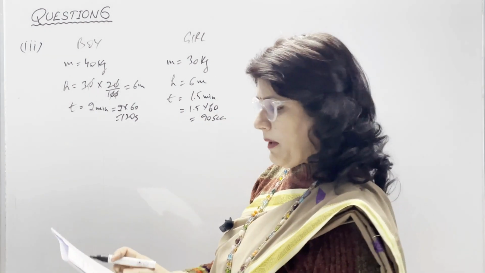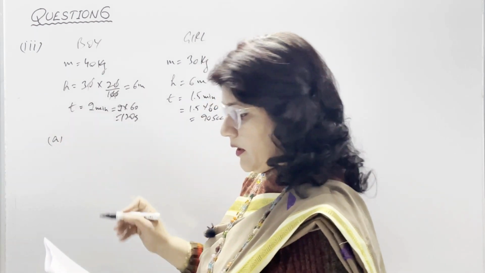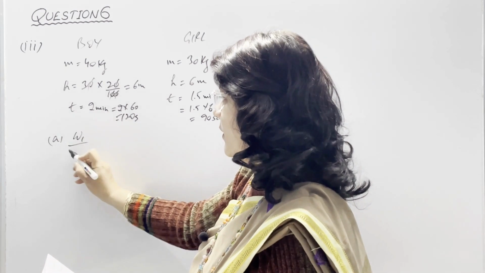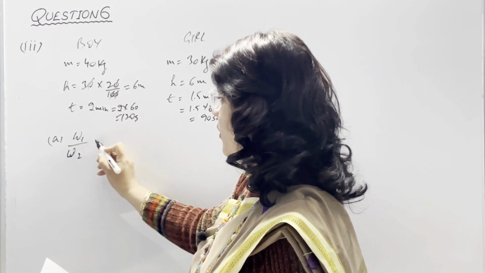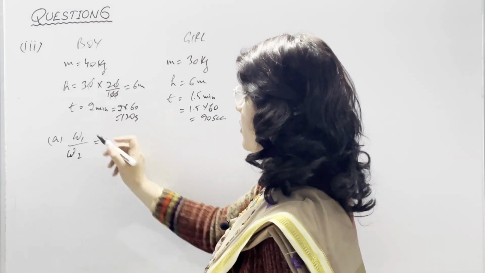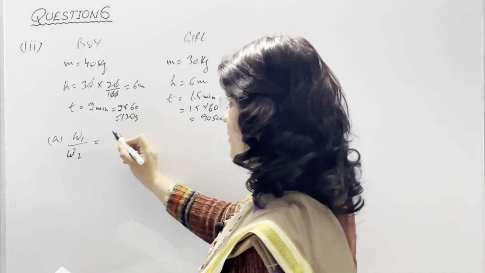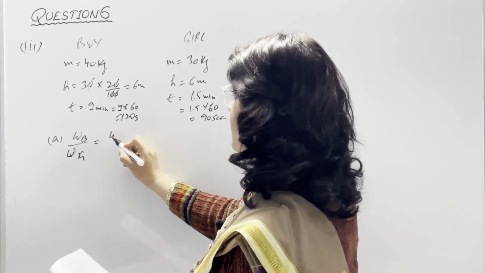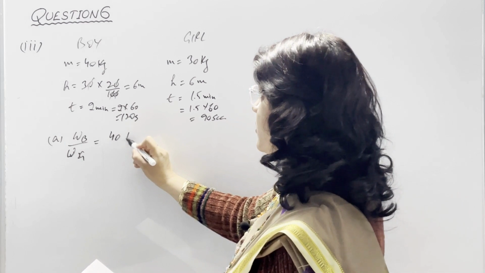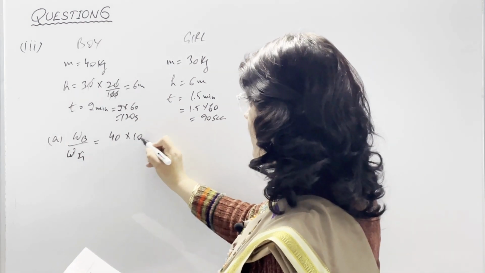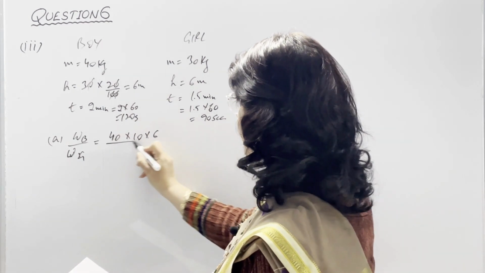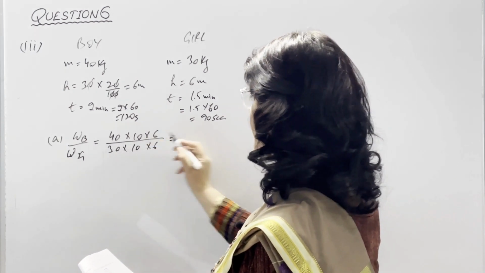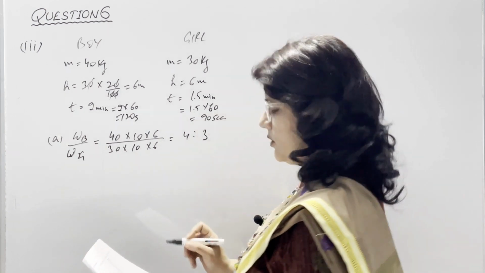Now, first part, A part, work done. Compare work done means we can take the ratio directly. So work done, W1 by boy or W2 by girl, or you can write B and G also. W1 is mgh. So in the case of boy, 40 is the mass into g is given as 10 and h is given as 6. And in the case of girl, 30 into 10 into 6. So ratio is 4 is to 3.